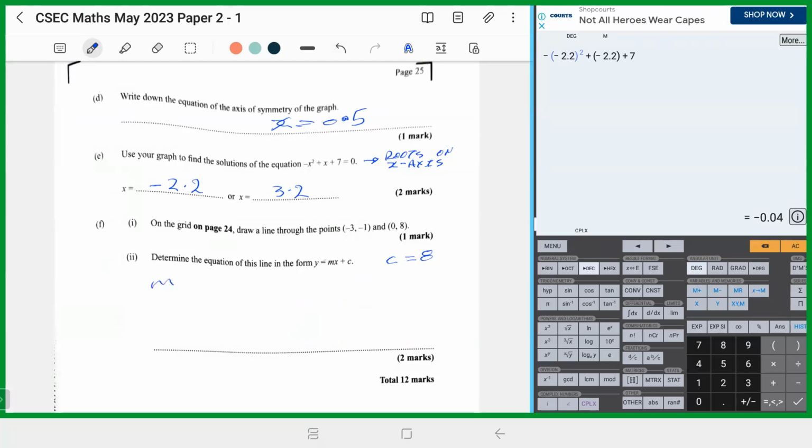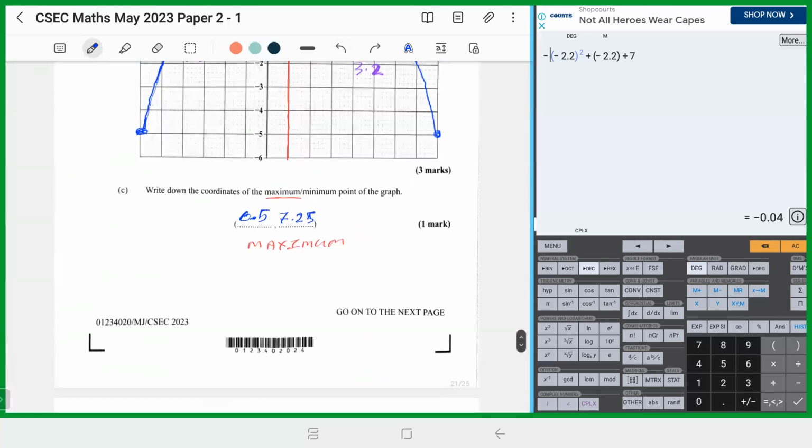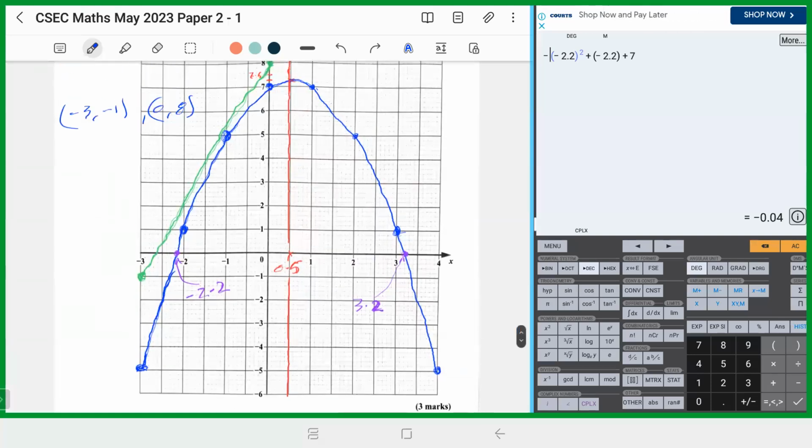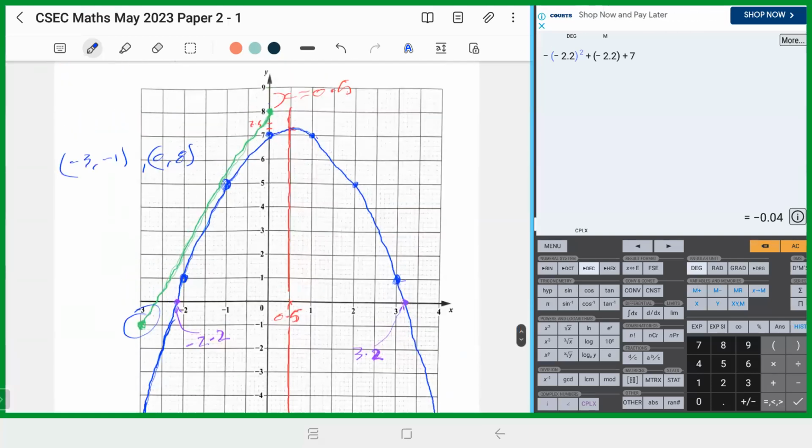But the gradient m, remember it equals rise over run. I have the graph, so I don't have to calculate anything. You can calculate it using the difference in y over the difference in x, but you can also use the graph. Count the rise and count the run from here to here. All right? Just make sure you use the correct scale. Be mindful of the scale.